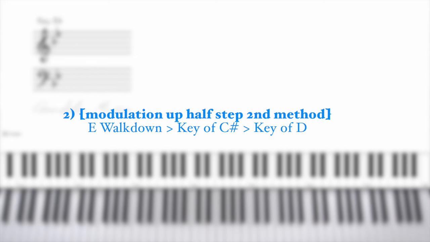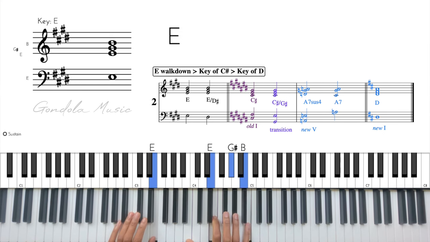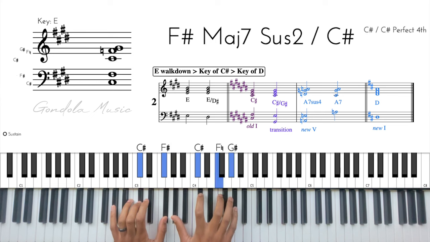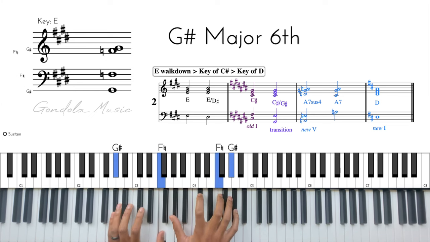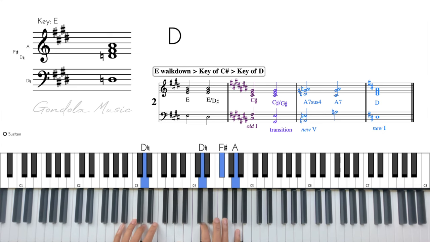Our second example is the second method of modulating up a half step. We begin our walk down in E. At the C sharp chord, we're going to begin our modulation, and we are going to resolve up a half step from there, which lands on D. Begin your modulation on C sharp. A7 is your dominant, which resolves to D, your new one.